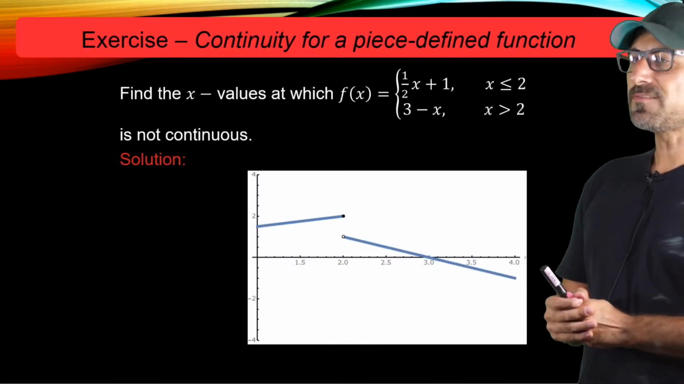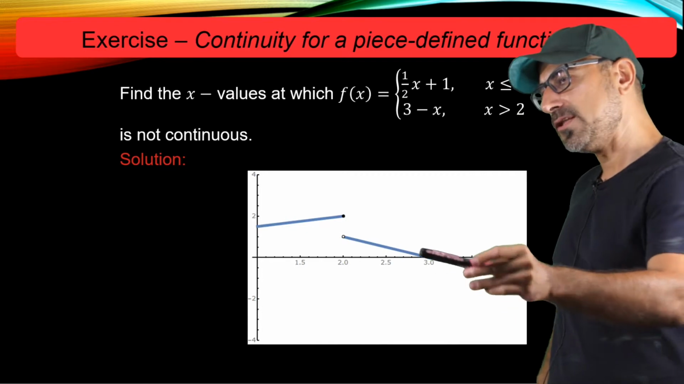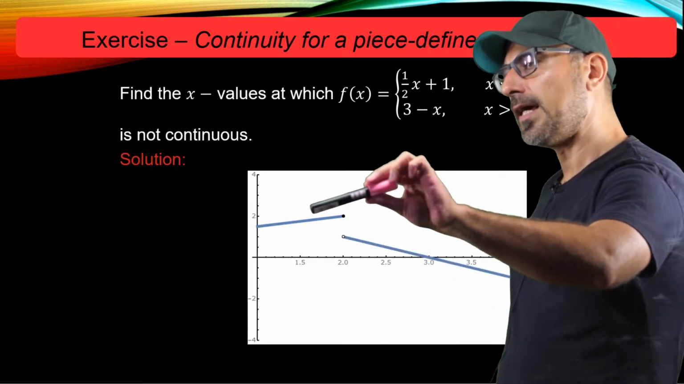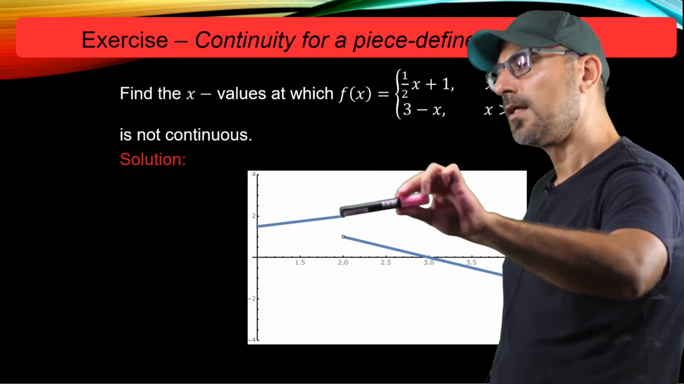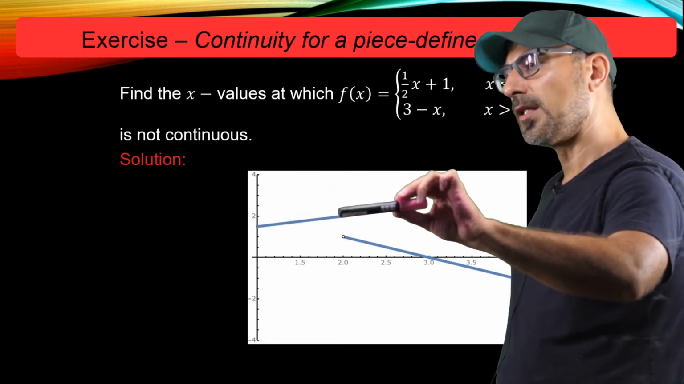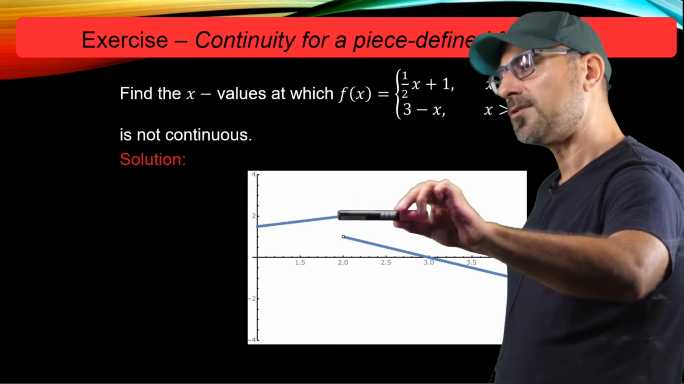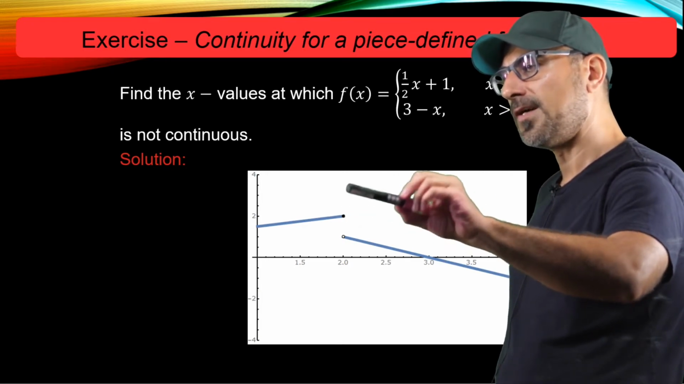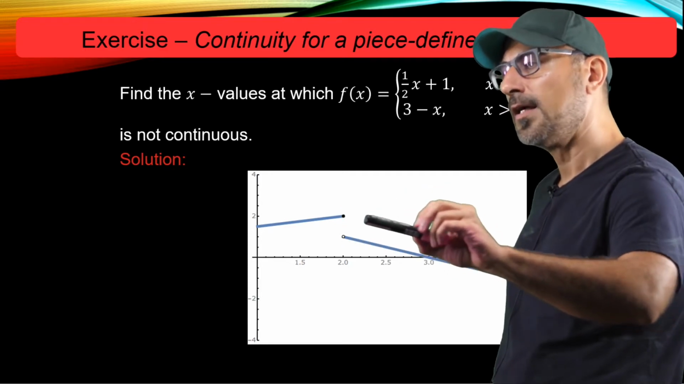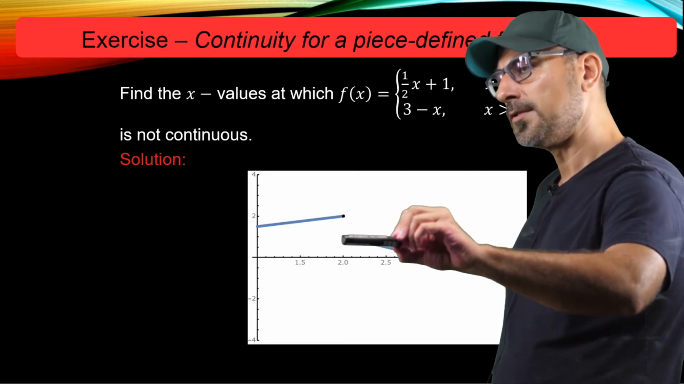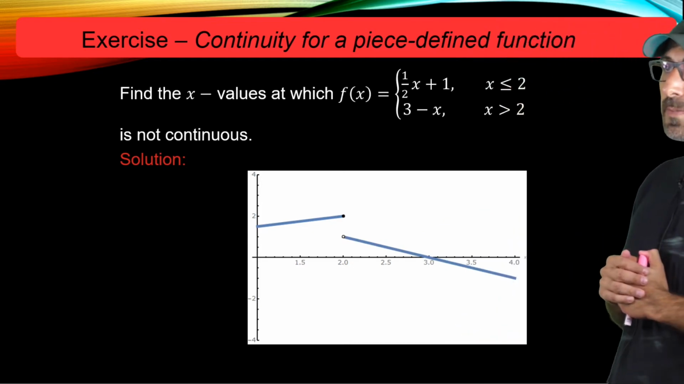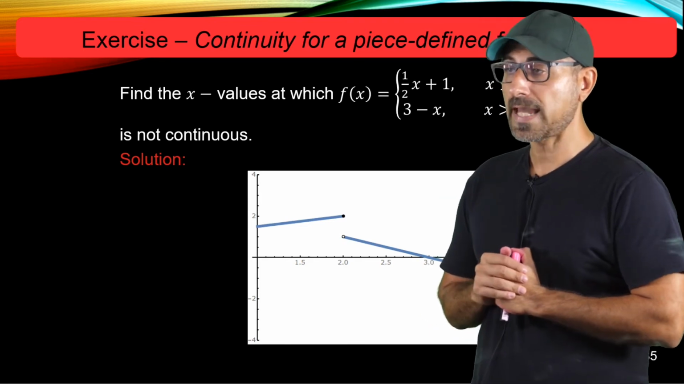And if you graph the function, you can see this jump here. So on the right, you have 3 minus x, and on the left, you have 1/2 x plus 1. As you see, when you get closer to 2 from the left and hit 2, the function is defined there and the function value is 2. But then if you keep going to the right, you see there's a jump down, so there's a break or gap in the graph of f that makes the function discontinuous at x equals 2.